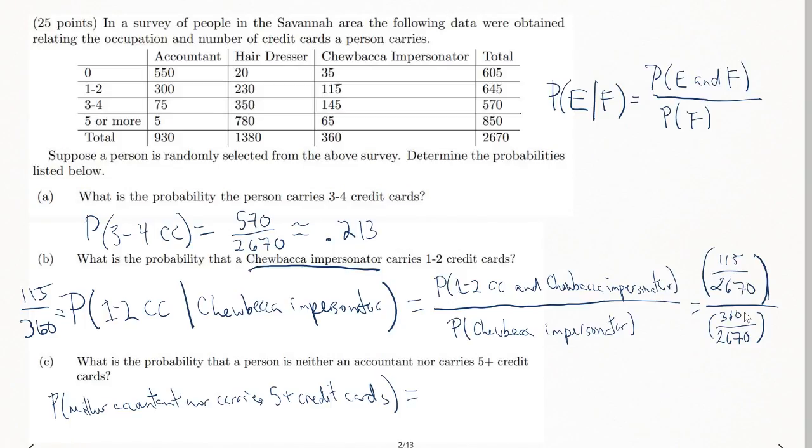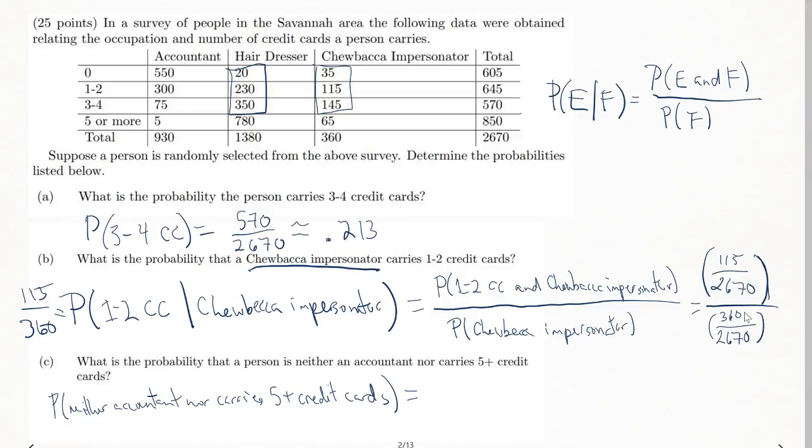One thing we can do is add up all the hairdressers that are not 5 or more. So we'd actually have to add up all the hairdressers that are 5 or more, and then all the Chewbacca impersonators that are not 5 or more credit cards. So basically that's the kind of range, and we'd have to add up all those probabilities. Okay, we can do that, but we have some information that can make this a lot easier on ourselves.